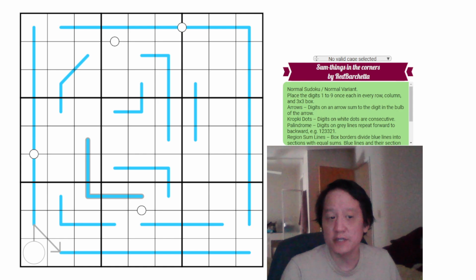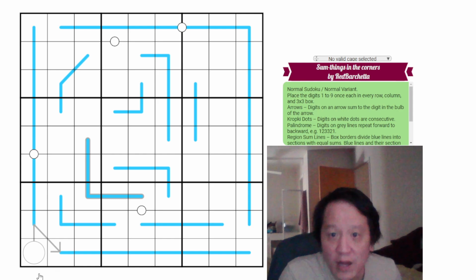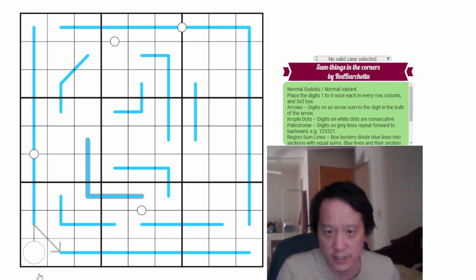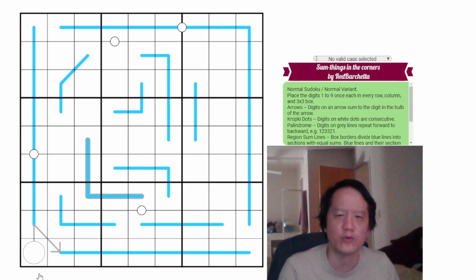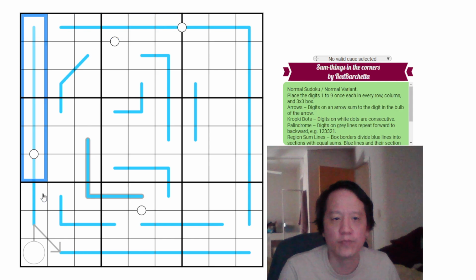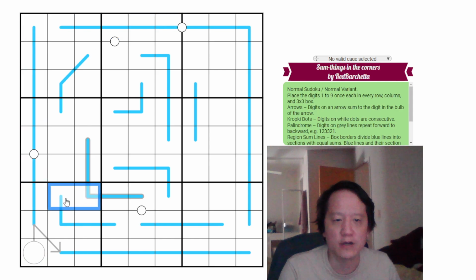This is today's easy level difficulty puzzle, and it's called "Some Things in the Corners" by Red Barchetta. And here are the rules: normal Sudoku, normal variant applied, which means place the digits 1 through 9 in every row, every column, and 3 by 3 box.